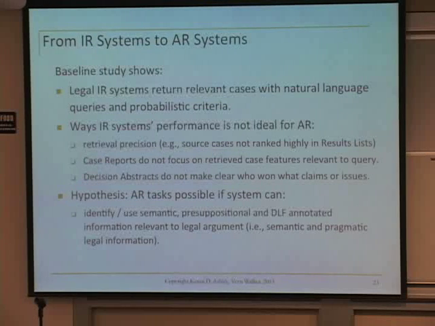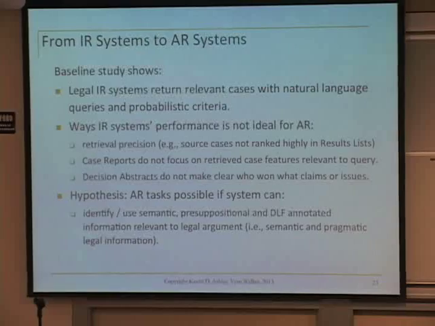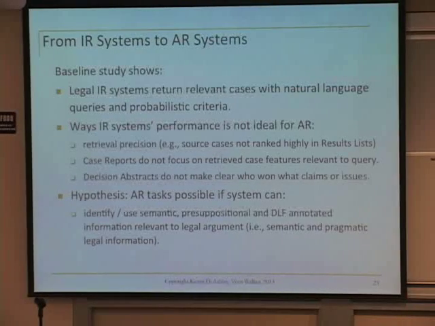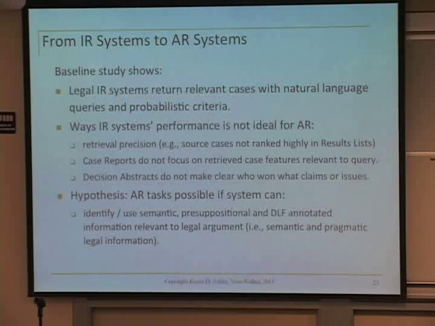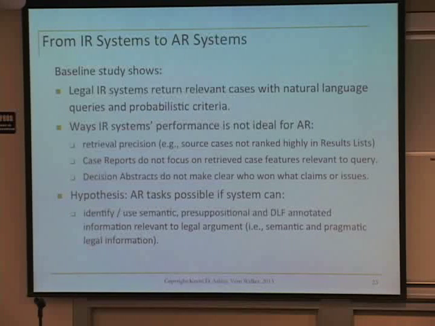Our baseline study shows that legal IR systems return relevant cases with natural language queries and probabilistic criteria. They do a good job of that. But it also shows ways in which the IR system's performance is not ideal for argument retrieval. The retrieval precision isn't as good as it could be, as evidenced, for example, by the fact that the source cases are not ranked highly in the results lists.